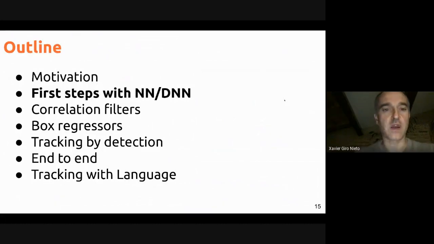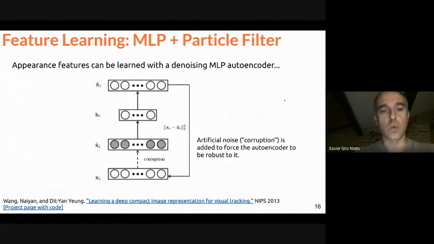Now that we have defined the main problem that we want to address, let's take a look at the first initiatives that used neural networks to try to solve the task. One of the first works was from 2013, and it used a multi-layer perceptron as part of a configuration of a denoising autoencoder, which means that basically this is an architecture that is used for learning features in a fully unsupervised or self-supervised way, if you want to put it like this.